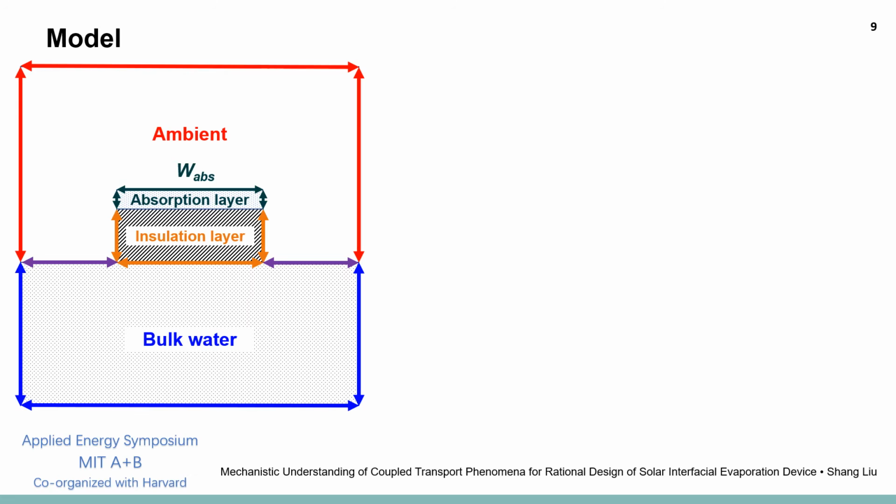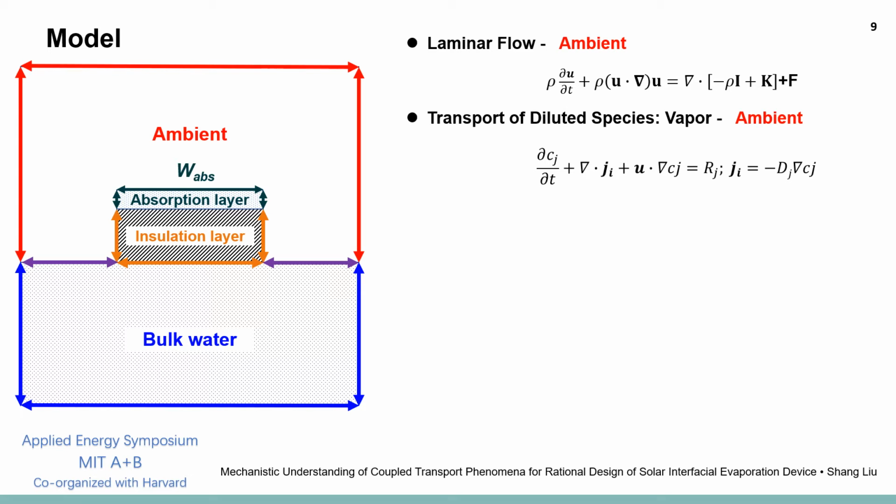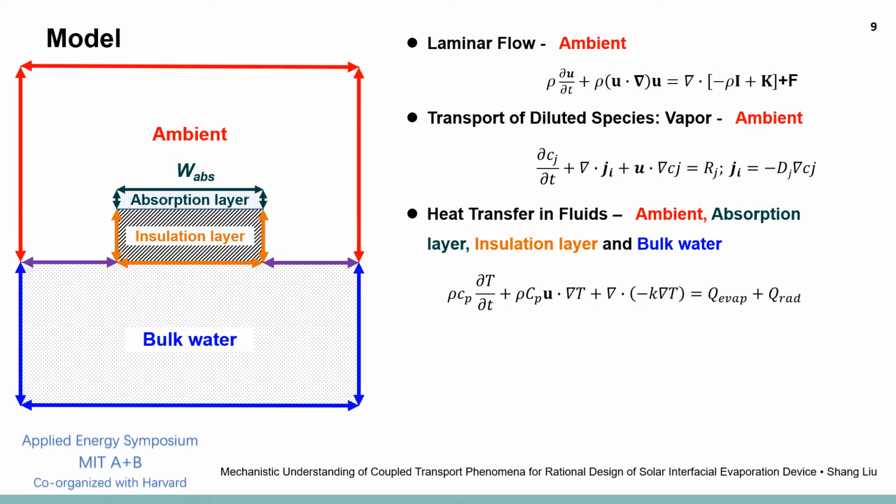The model was solved using COMSOL Multiphysics 6.0 for the physical fields. The laminar flow part was used to calculate the velocity and pressure of the ambient, the transport of diluted species part was used to solve the vapor concentration in the environment, and the heat transfer part was used to calculate the temperature distribution of the whole region.